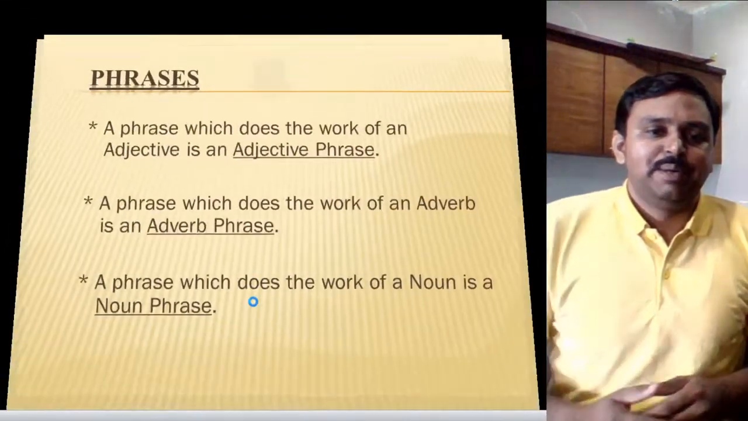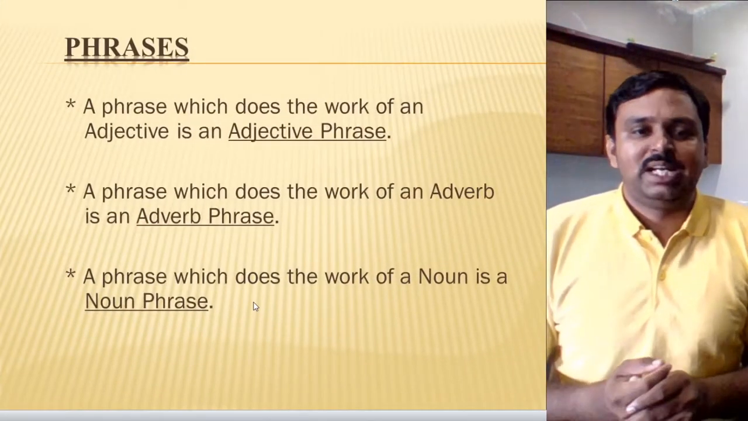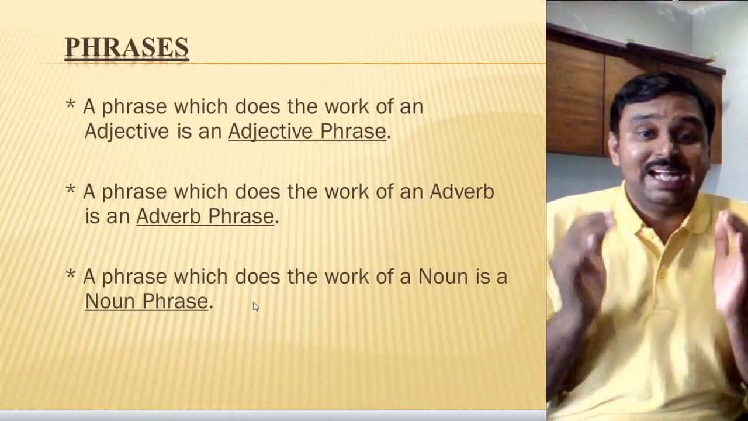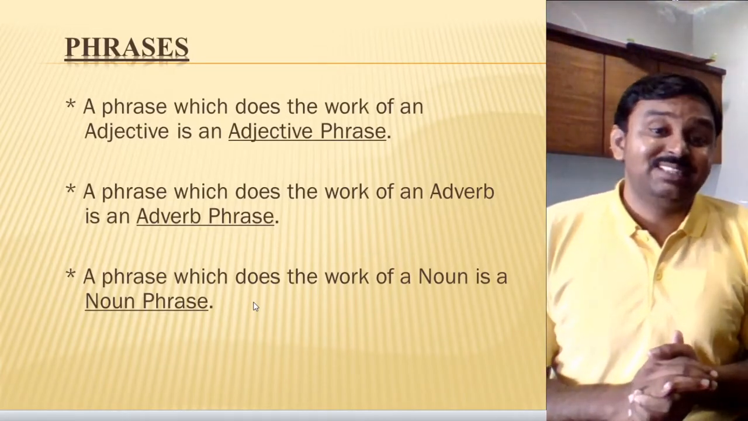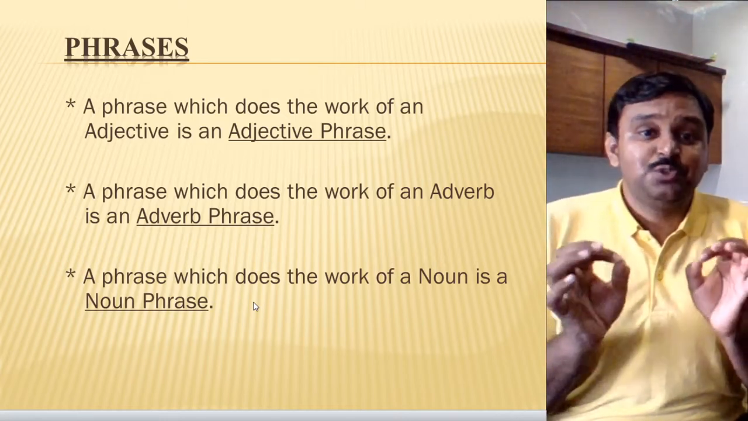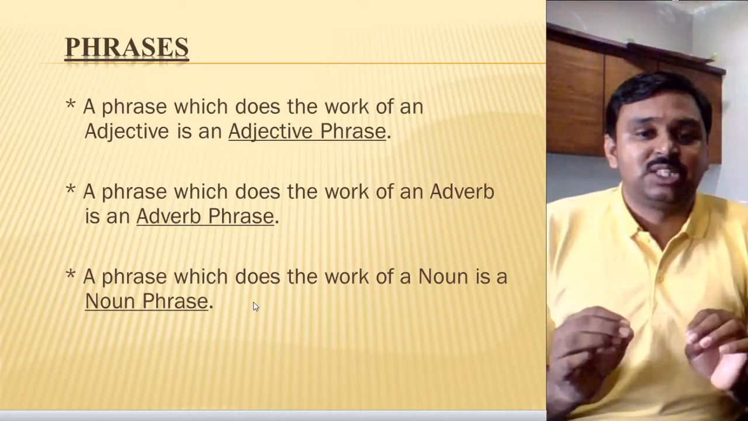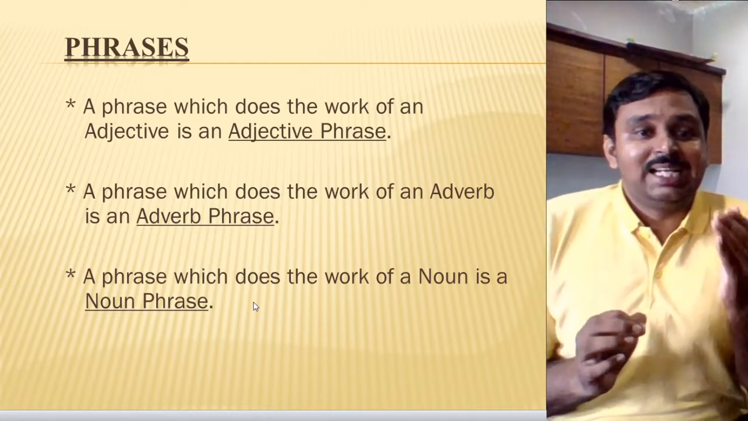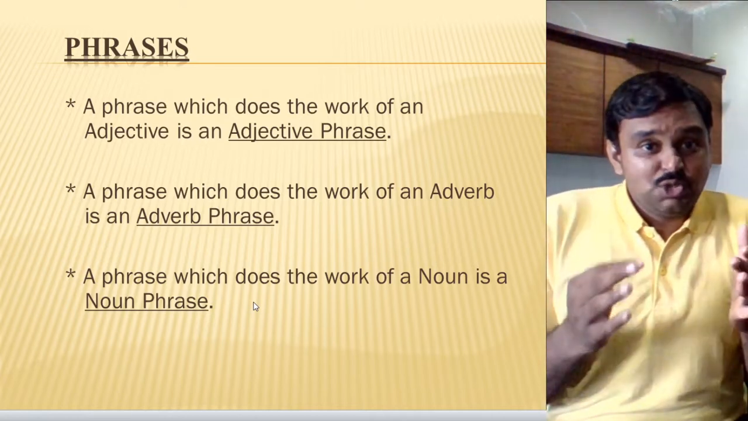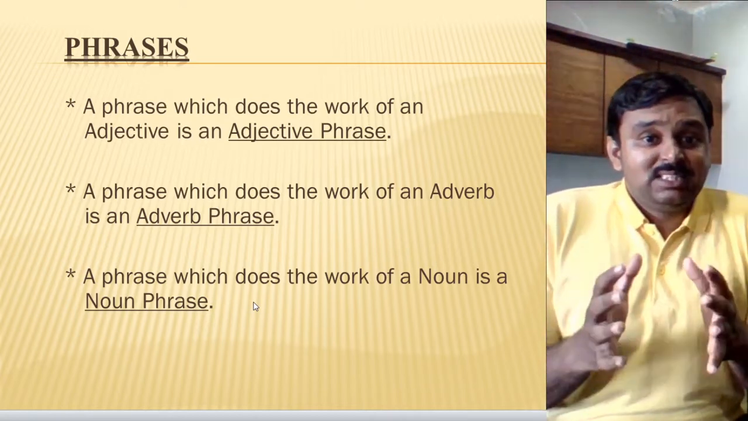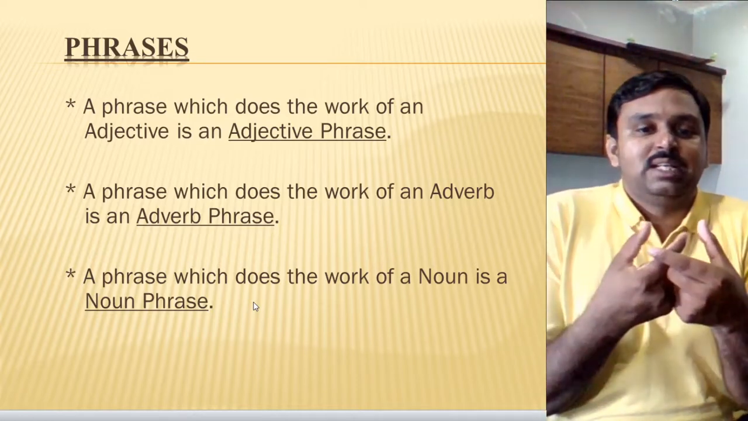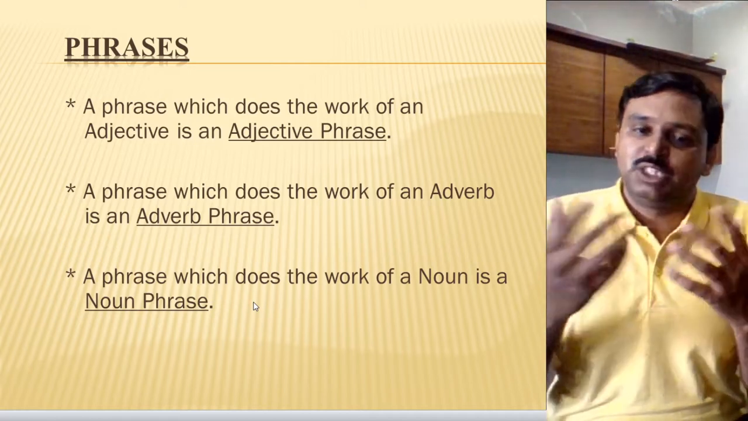So let's see. I am just revising the concept one more time so that it will be clear to you. The very first we talked about yesterday is the adjective phrase. Now what is an adjective phrase? It is describing a noun. An adjective phrase does the work of an adjective, and what does an adjective do? An adjective qualifies a noun. Clear? When some group of words come together as an adjective, they frame an adjective phrase.